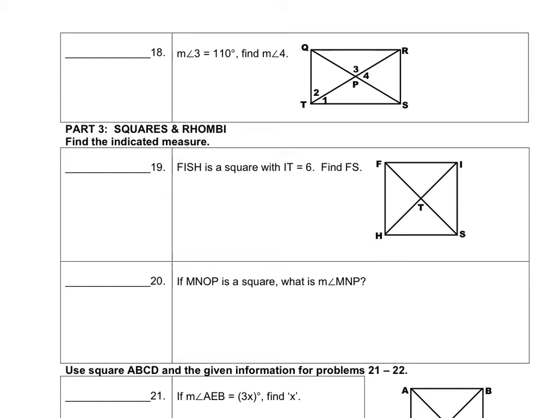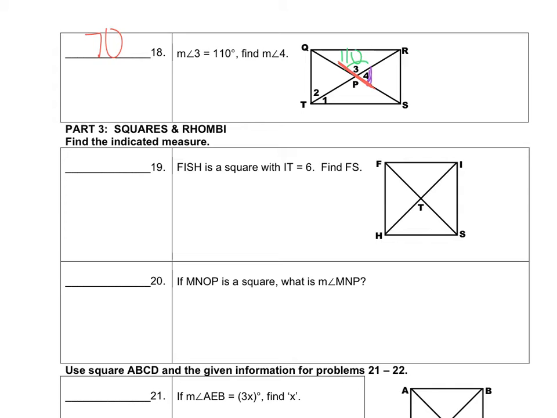Okay, number 18, it says the measure of angle 3 right here is 110. You're looking for angle 4. You should know that both of these angles form a linear pair. So since it's a linear pair, they equal 180 degrees. And if you do 180 minus 110, you're going to get 70.